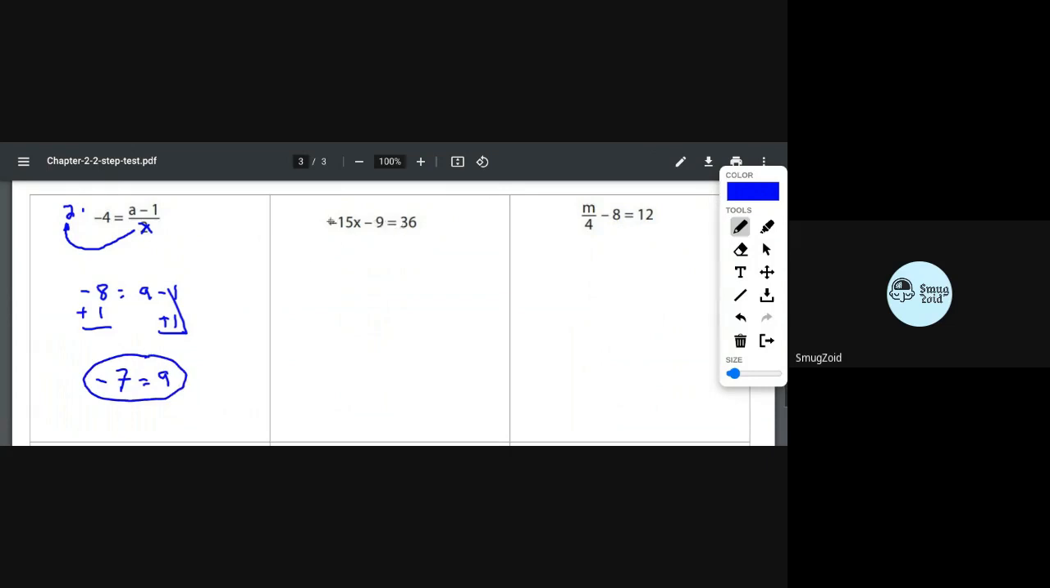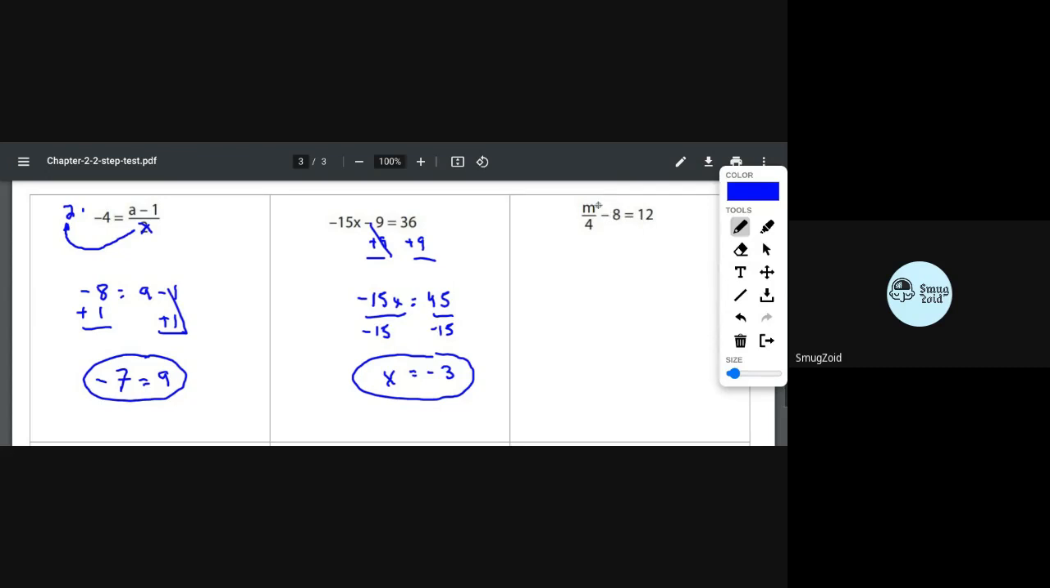Ooh, this looks nasty, but it's not that bad. Just add 9. Add 9. Put a line, put a line. This goes away. Minus 15x equals 45. Divided by 15, negative 15, that is. We get x equals minus 3.